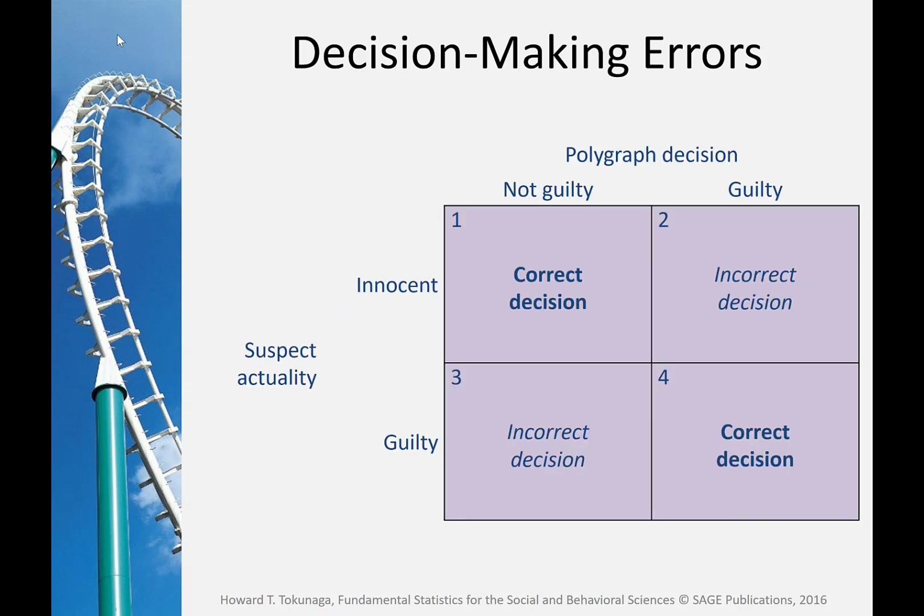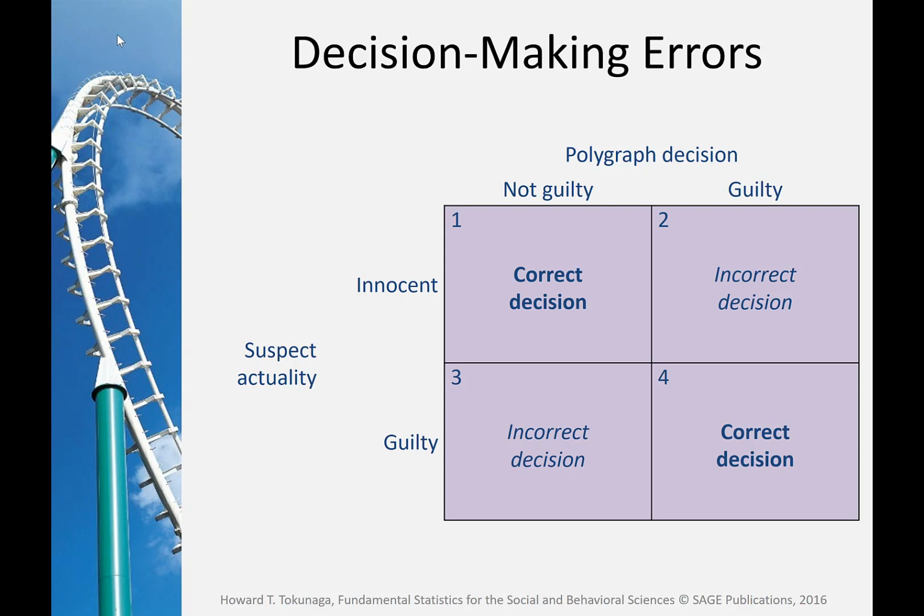So let's look at what the polygraph outcomes could be. This sort of table is known as a crosstab, which is short for cross-tabulation. So we have two different variables. We have what the polygraph says, and we have what actually happened. The polygraph can give us two outcomes. The polygraph can say this person committed the crime, this person is guilty, or the polygraph can say this person is not guilty. And so that's why we have two columns, one of not guilty and guilty.